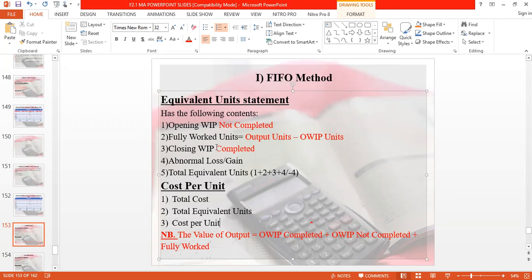Number 1, opening work in progress not completed. Number 2, fully worked, which is output minus opening. Next, closing work in progress completed. Abnormal loss or gain.